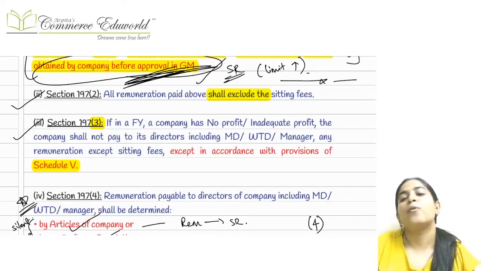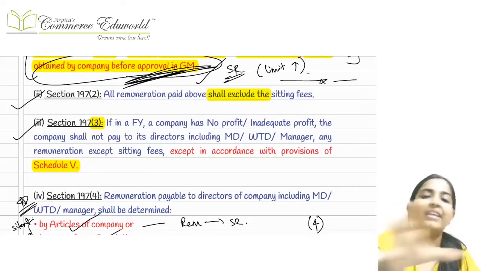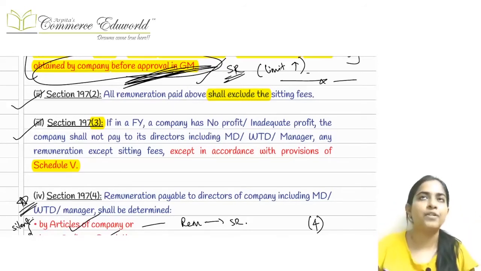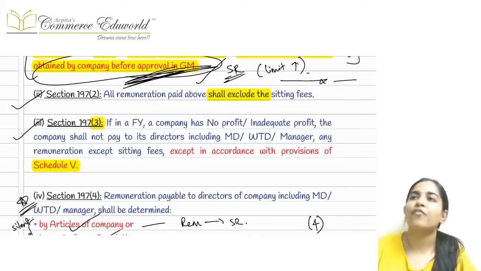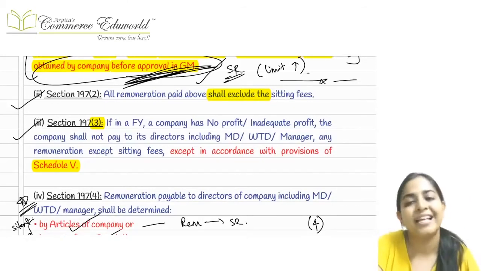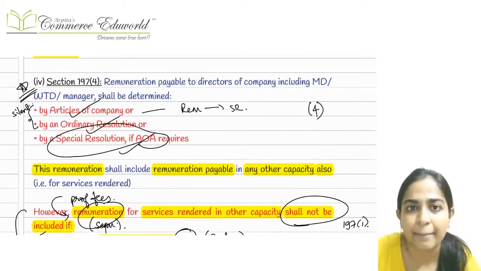Suppose the company does not have sufficient profits, then we are going to deal with it separately. Then this provision, this 1%, 3%, 5%, 10%, won't be applicable. That will be dealt with separately, as we must have already studied, in case of insufficient profits or no profits, we are going to pay on the basis of effective capital.